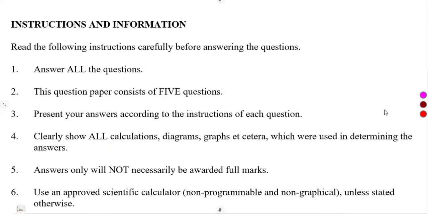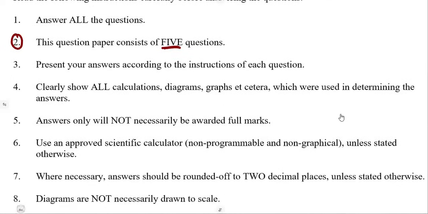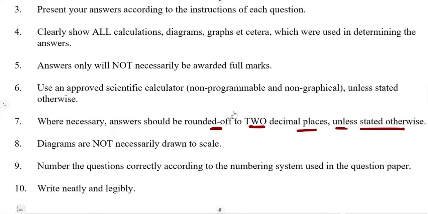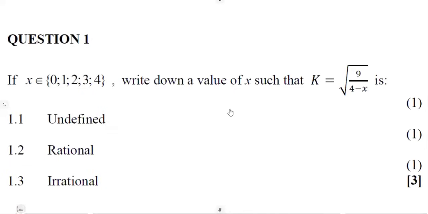Let us quickly go through the questions as we have our instructions and information. Make sure that you read everything. So we have got 5 questions that we are going to be working with, and make sure that your answers are rounded off to 2 decimal places unless stated otherwise. So that is it, guys. Make sure that you read all the instructions that you are given there. Like I said, we are going to quickly go through our questions.